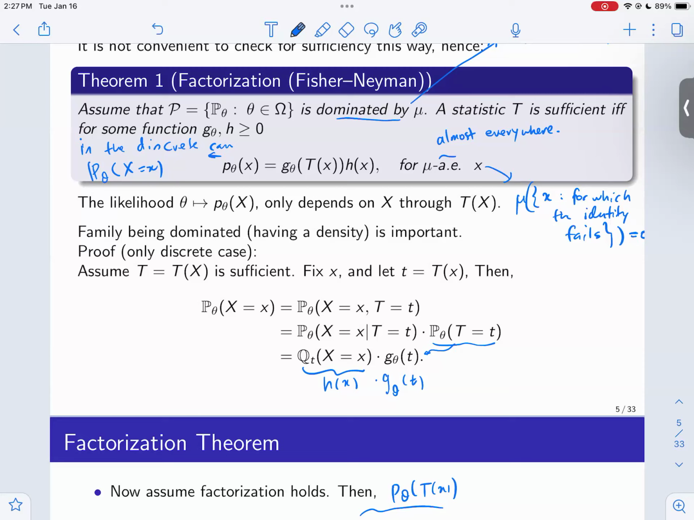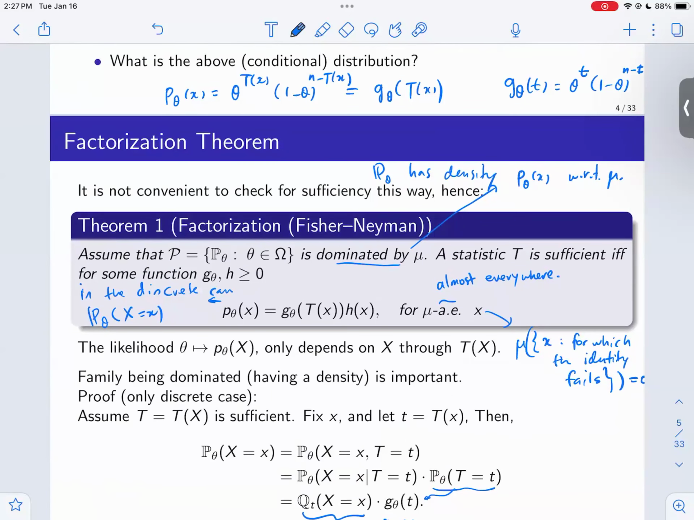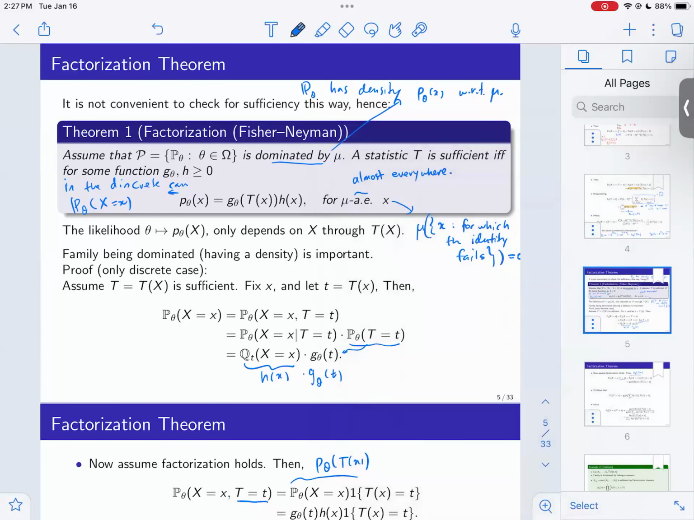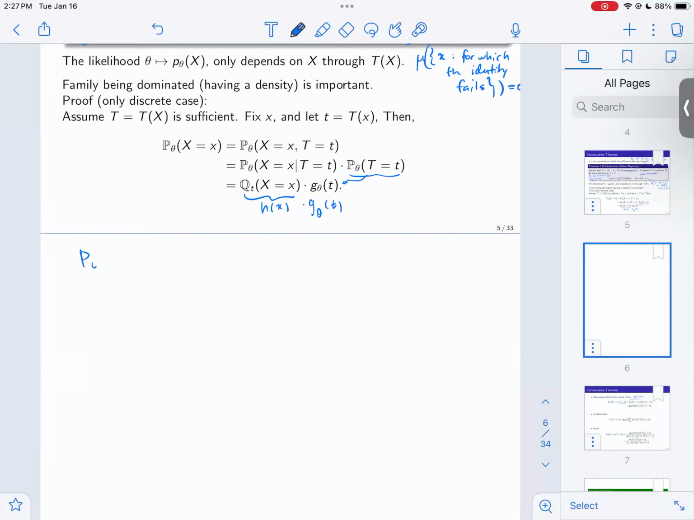Yes. I was wondering if the dominated here means that the probability measure is absolutely continuous with regard to mu. Yes, that's exactly it. So dominated means, if you want to be precise, the family is dominated with respect to mu if and only if, that's the definition, P theta is absolutely continuous with respect to mu. That's the notation. Okay. Absolutely continuous. So what does absolutely continuous mean?